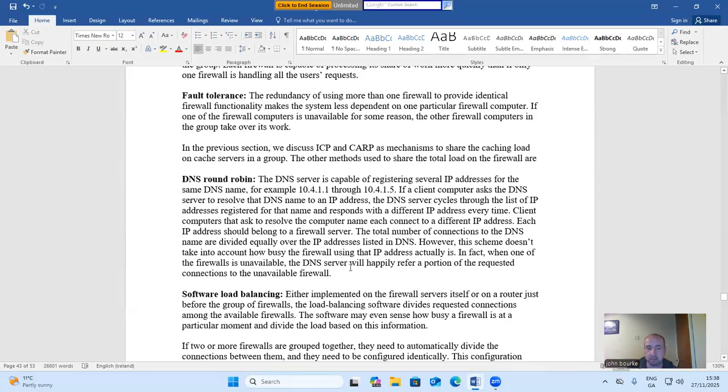However, this scheme doesn't take into account how busy the firewall using the IP address actually is. In fact, when one of the firewalls is unavailable, the DNS server will happily refer a portion of the requested connections to the unavailable firewall.